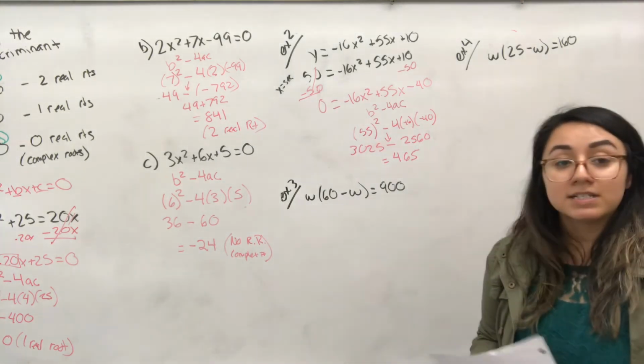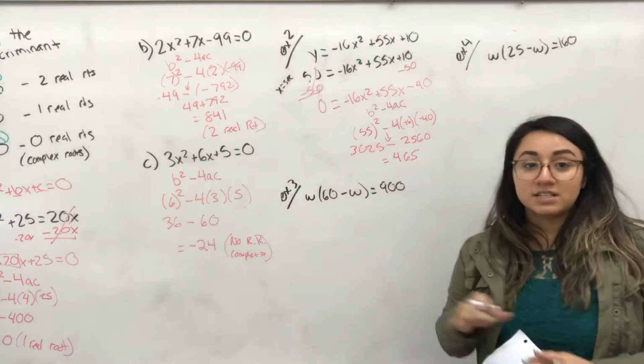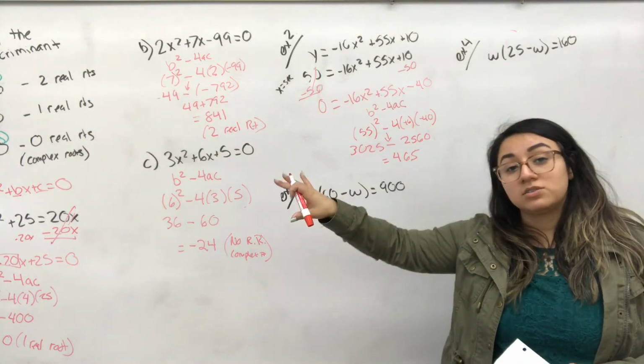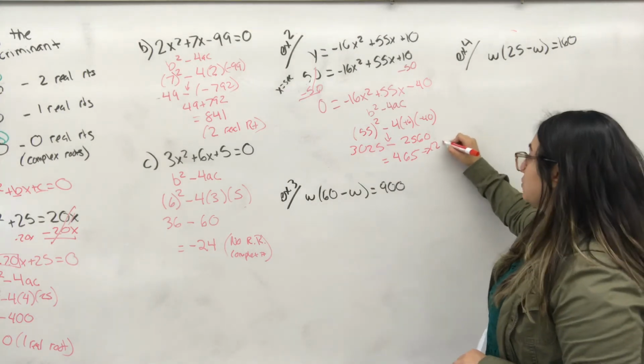465 is not our answer. It's not telling us that it's going to go 465 feet per second. Nothing like that. All of this is telling us is if we use the discriminant to solve for this equation, we end up with 2 possible solutions.